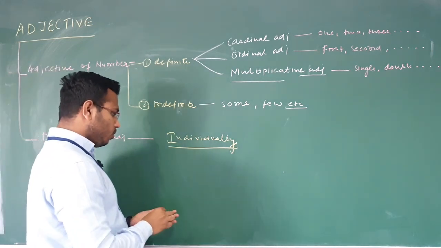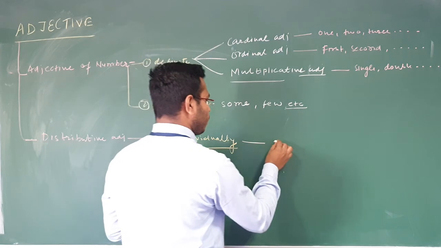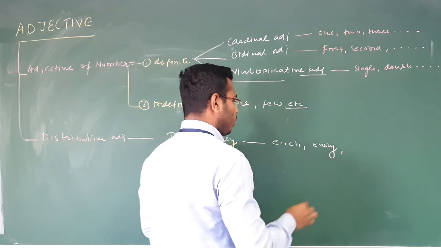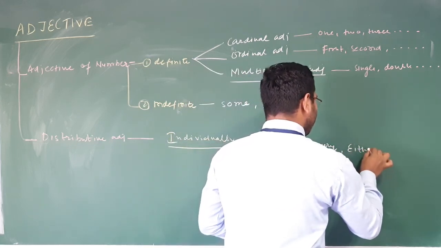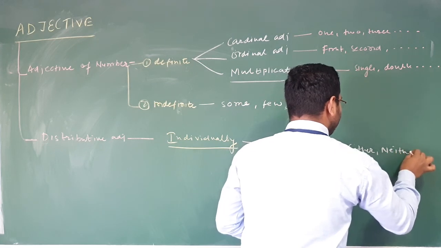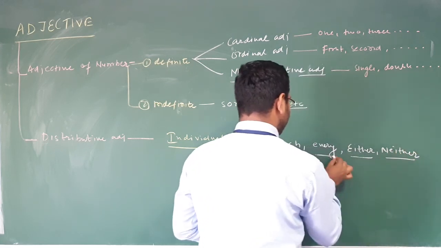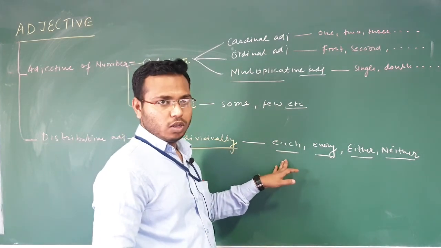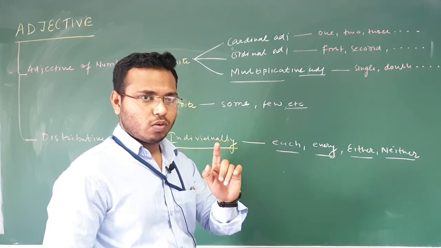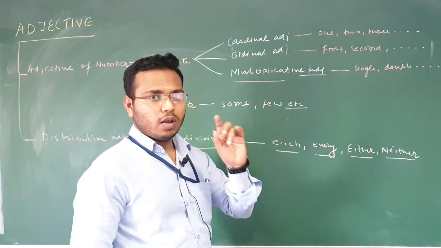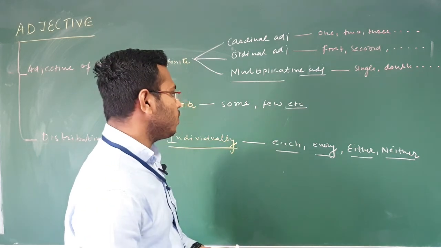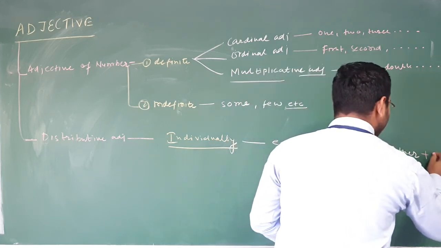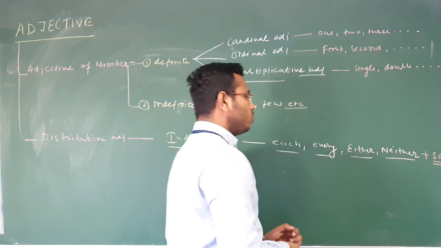For example, we say each, we say every. Okay, we say either, we say neither. So these are distributive adjectives, and each of these words means one person, one noun at one time. Each person means one time, one person. And that's the reason after each, after every, after either, after neither, we use a singular countable noun.